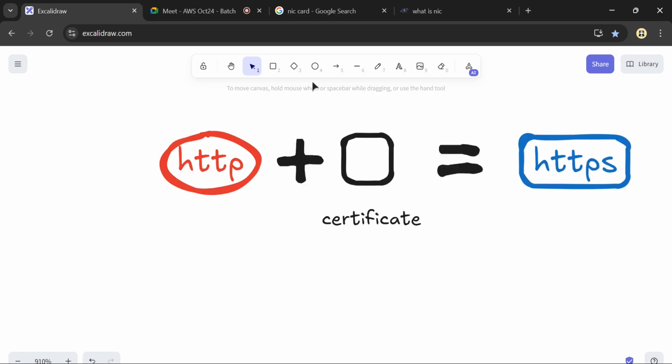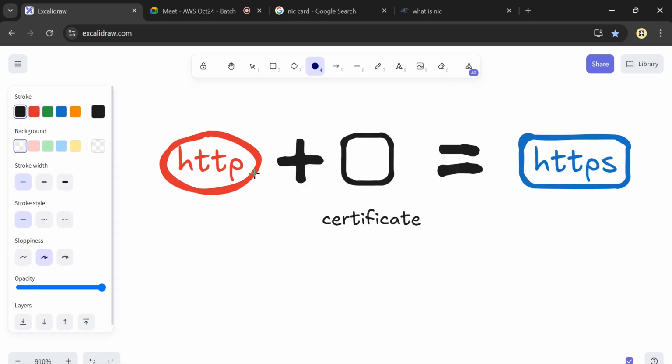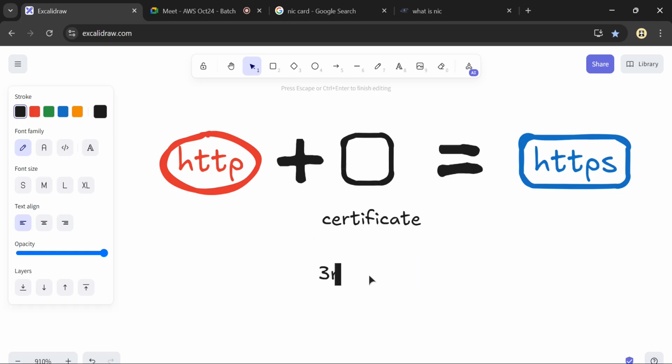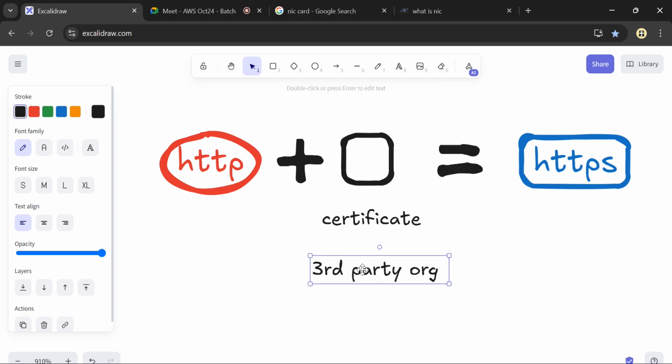Now, who provides the certificate? This certificate is provided by third-party organizations, and they give a certificate with a validity of 6 months or 1 year. So after a specific period, after 6 months or after every year, you need to renew the certificate.